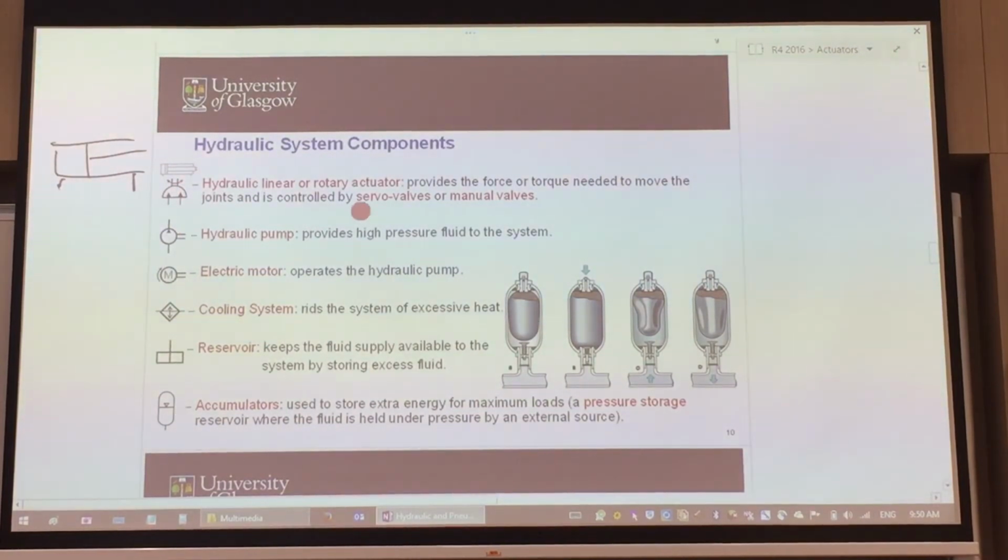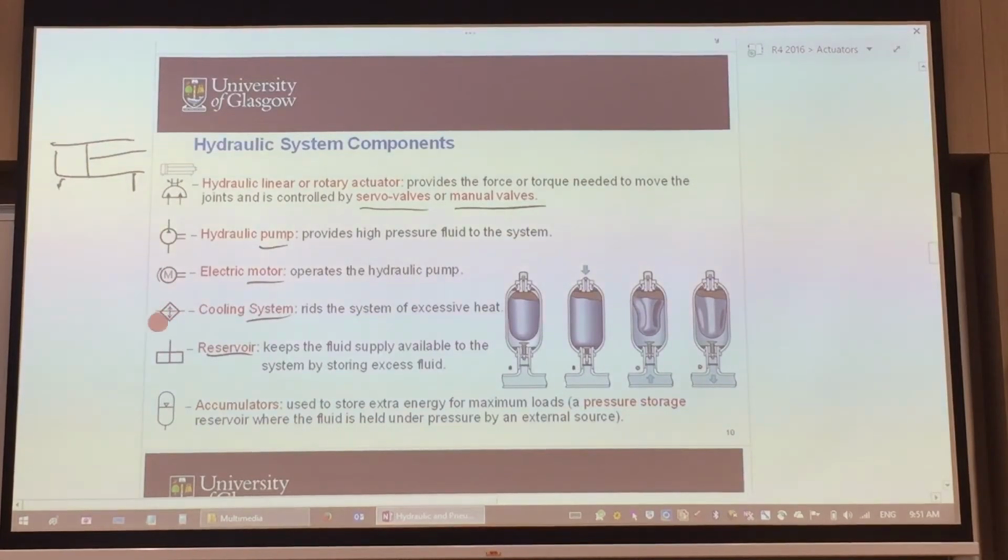They are controlled by your servo valve that we get to later. And we can also use manual valves to do the control. There's going to be a pump, motor, cooling system, and a reservoir in the entire hydraulic circuit. So later on you get to see some of these words again.